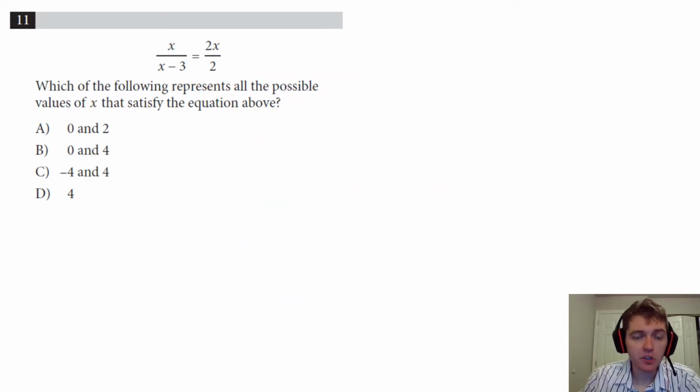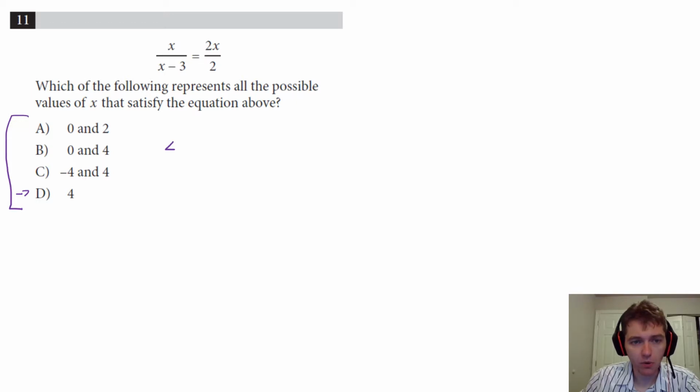Problem 11, which of the following represents all the possible values of x that satisfy the equation above? In this case, I contend the easiest way to solve this is plug in numbers from the answers that you are given. Since D is just a single number, 4, that appears in B and C as well, try that first. It's pretty easy. Plug in 4 to the left-hand side.